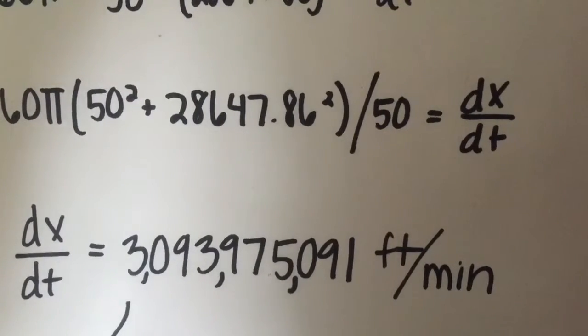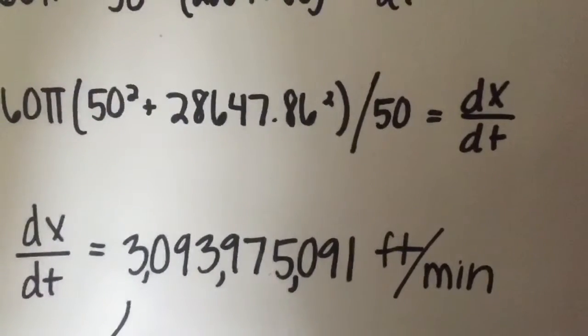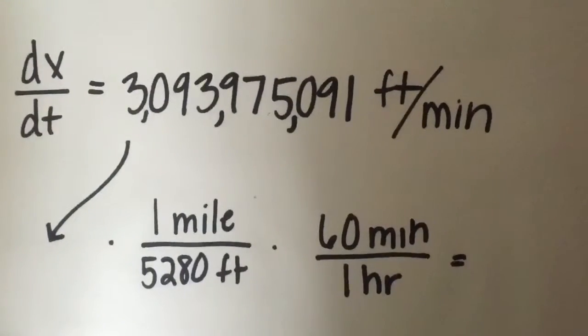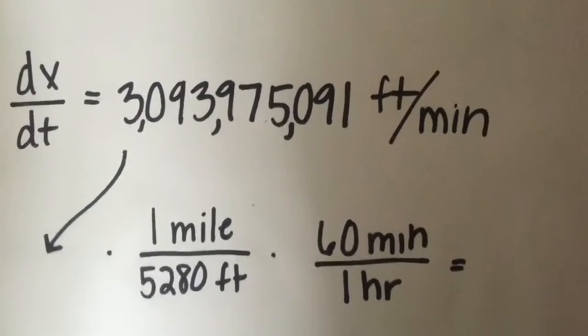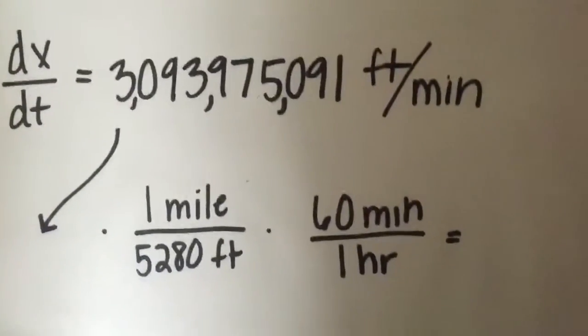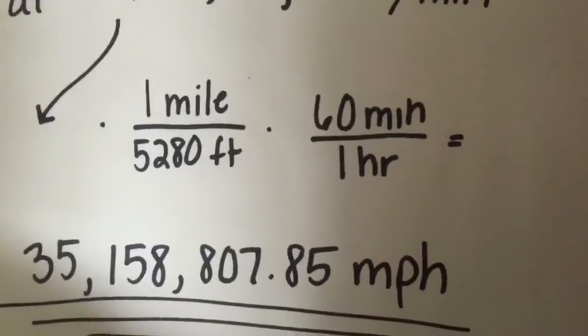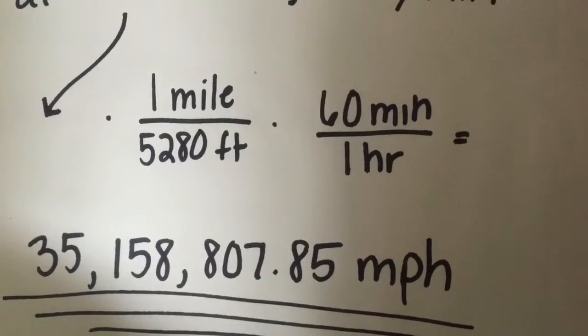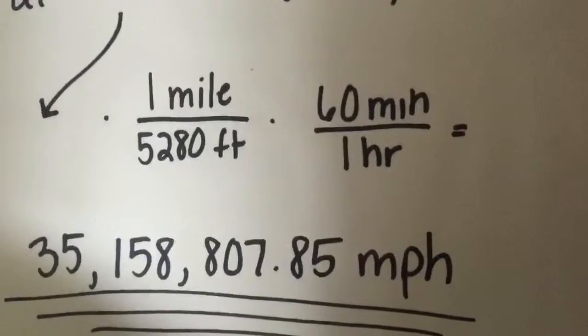3,093,975,091 feet per minute. But because Mr. Mantinaos prefers miles per hour, we now convert it using 5,280 feet per 1 mile and 60 minutes per 1 hour, and we get the answer 35,158,807.85 miles per hour.